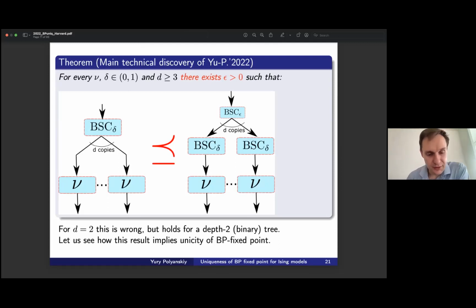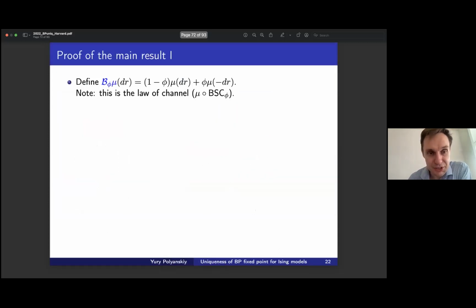Let me now mention how this fun picture on this slide implies the main result. This will only take me 2 slides.